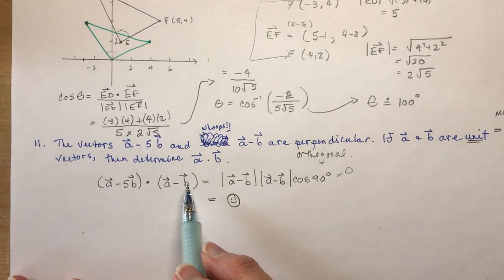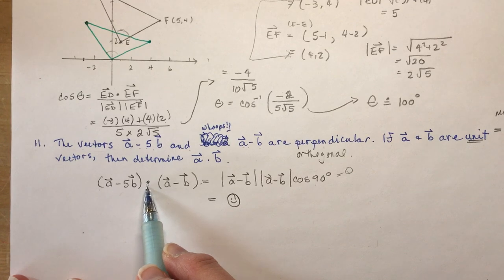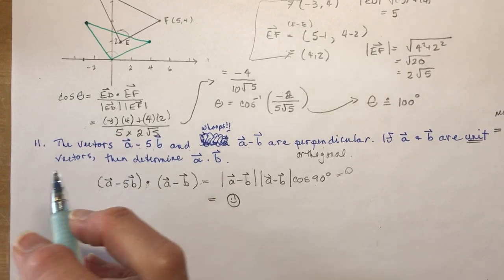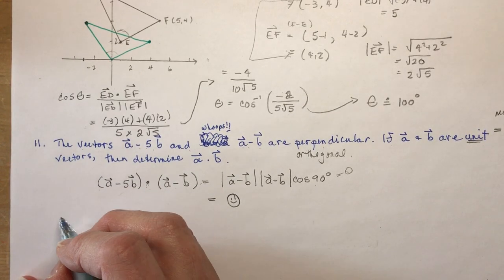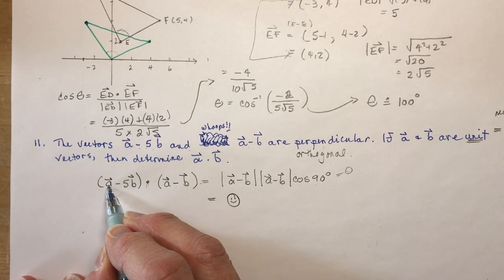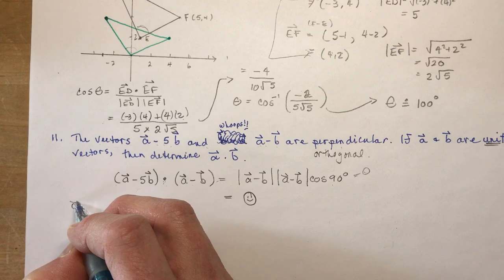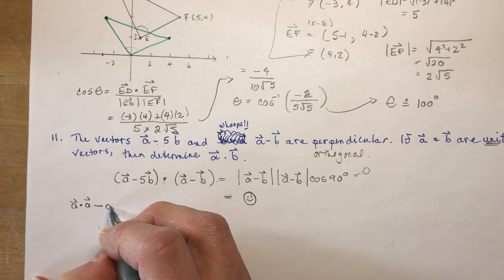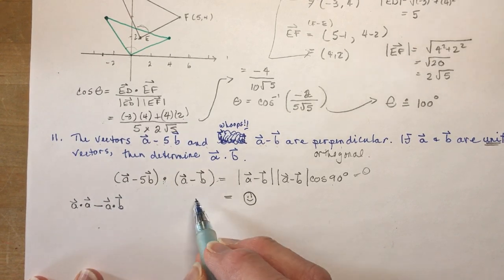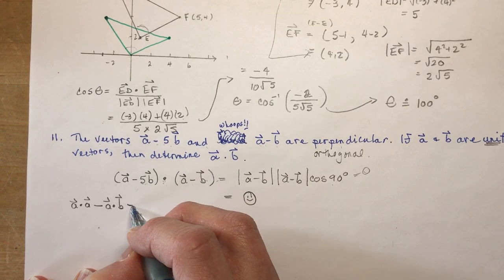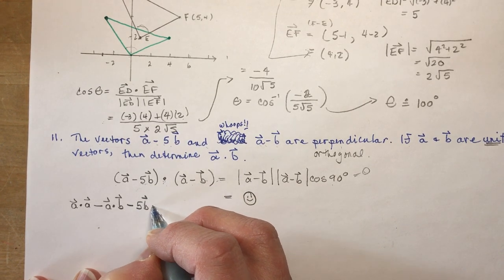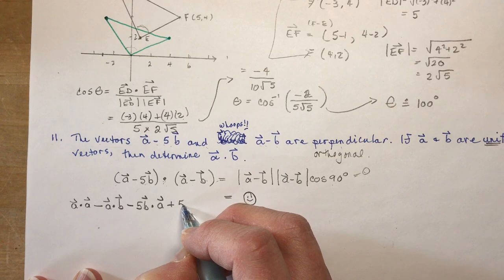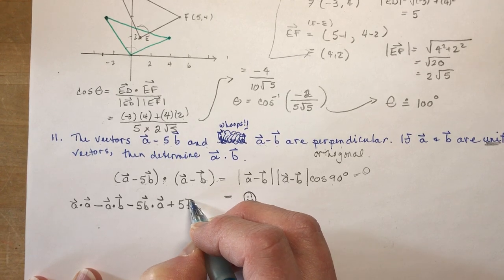So now what you have to do is expand this. And remember that this is dotted. So if you're dotting something, when you expand it, what I'm going to write in here is not multiplication, it's the dot product. So if I do vector A dotted with vector A, I get vector A dot vector A. And I get minus vector A dot vector B. That's that one. And I do this one. So I get minus 5b dot vector A. And the last one I would get plus 5b dot B.